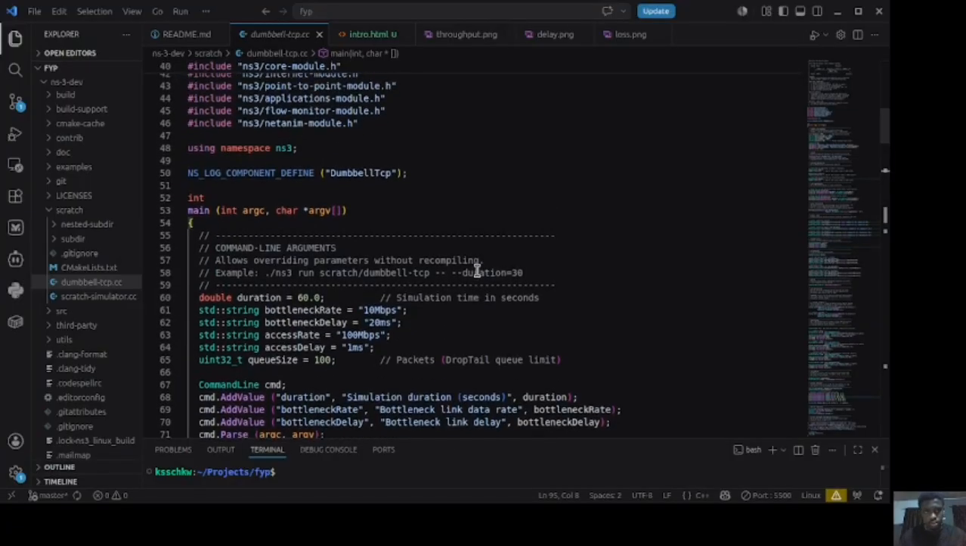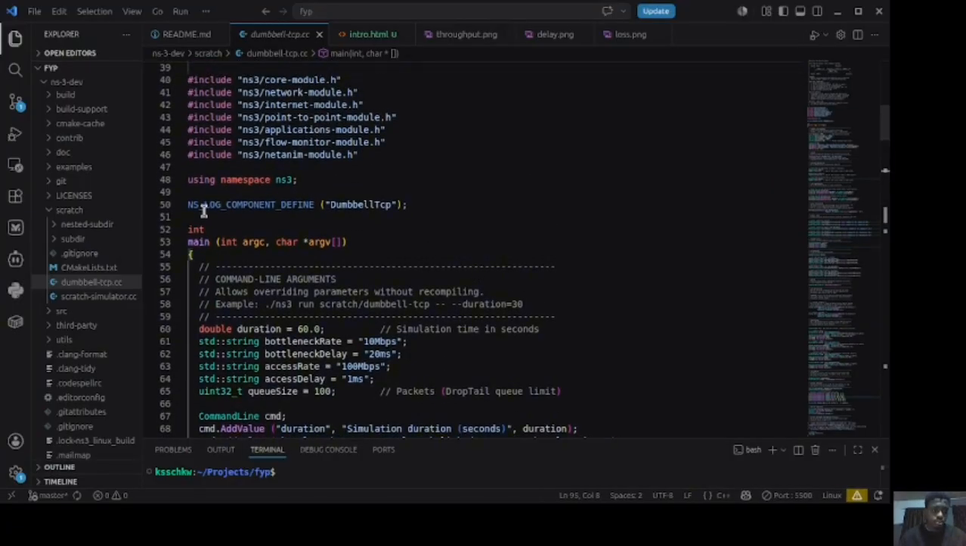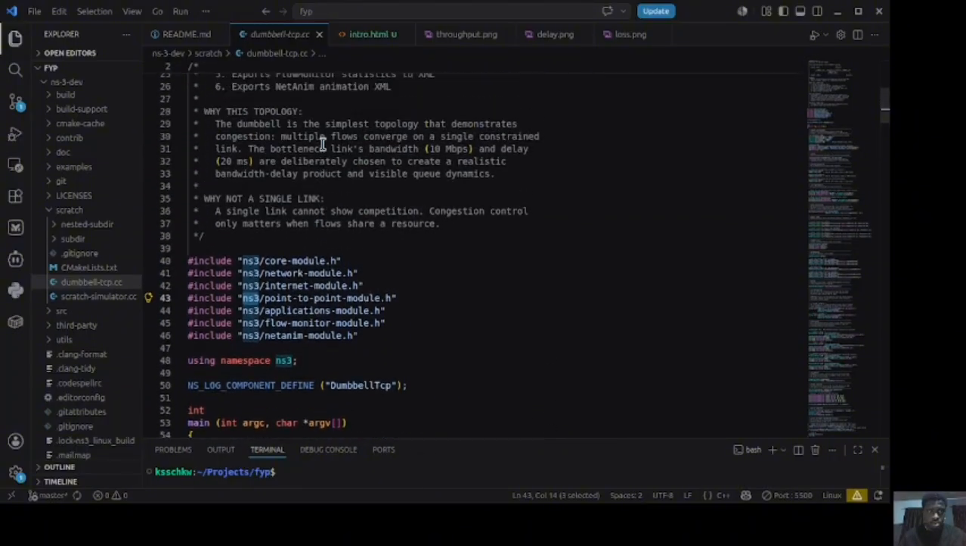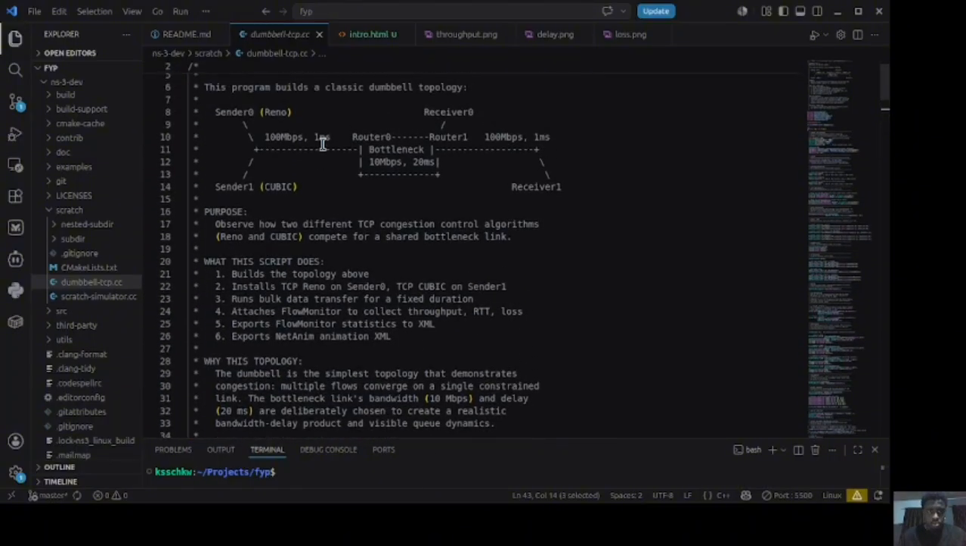Here's my script. I'm using ns-3, an open source network simulator. You can see I have two senders, sender 0 and sender 1. Sender 0 uses Reno, sender 1 uses Cubic. Also receiver 0 and receiver 1. They both connect to router 0.